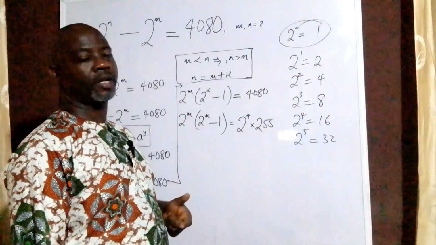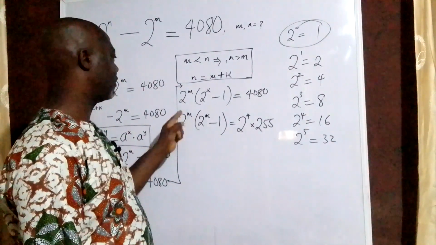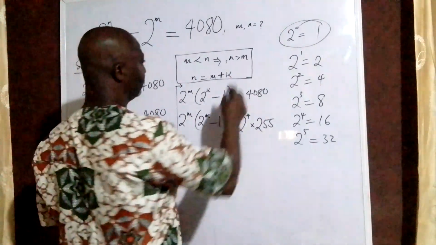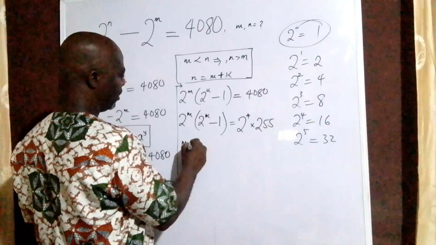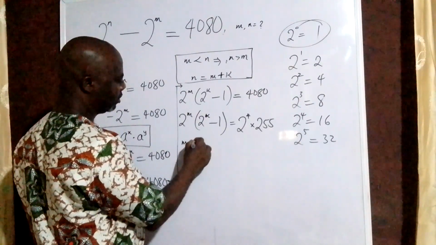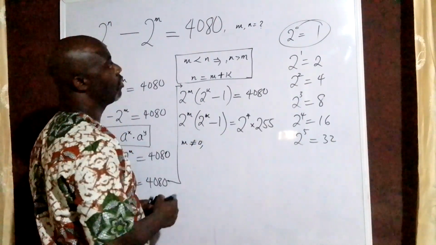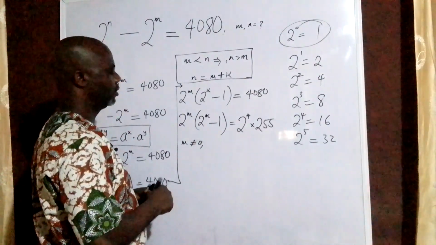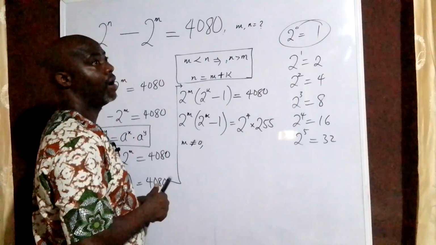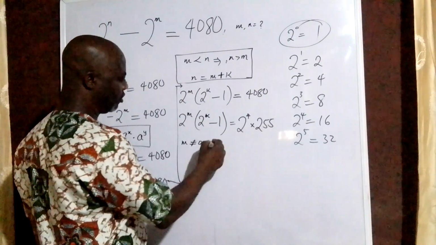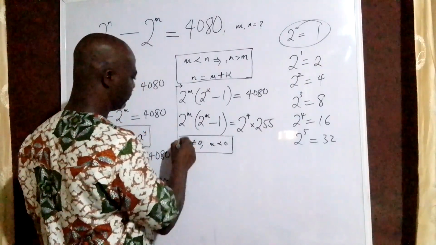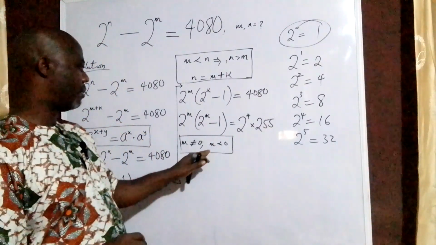m cannot be negative, so it's going to be positive, and it cannot be 0. So we have to also say that m cannot be less than 0, and m cannot be equal to 0. That is very important. It's very, very important I make mention of this.